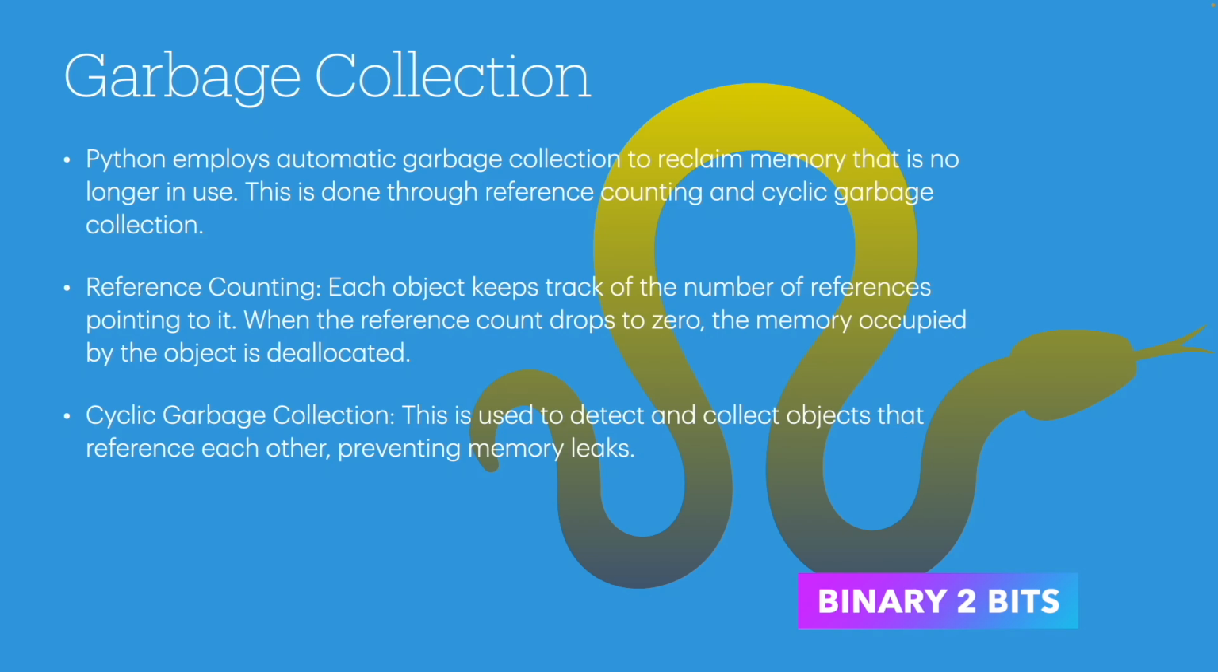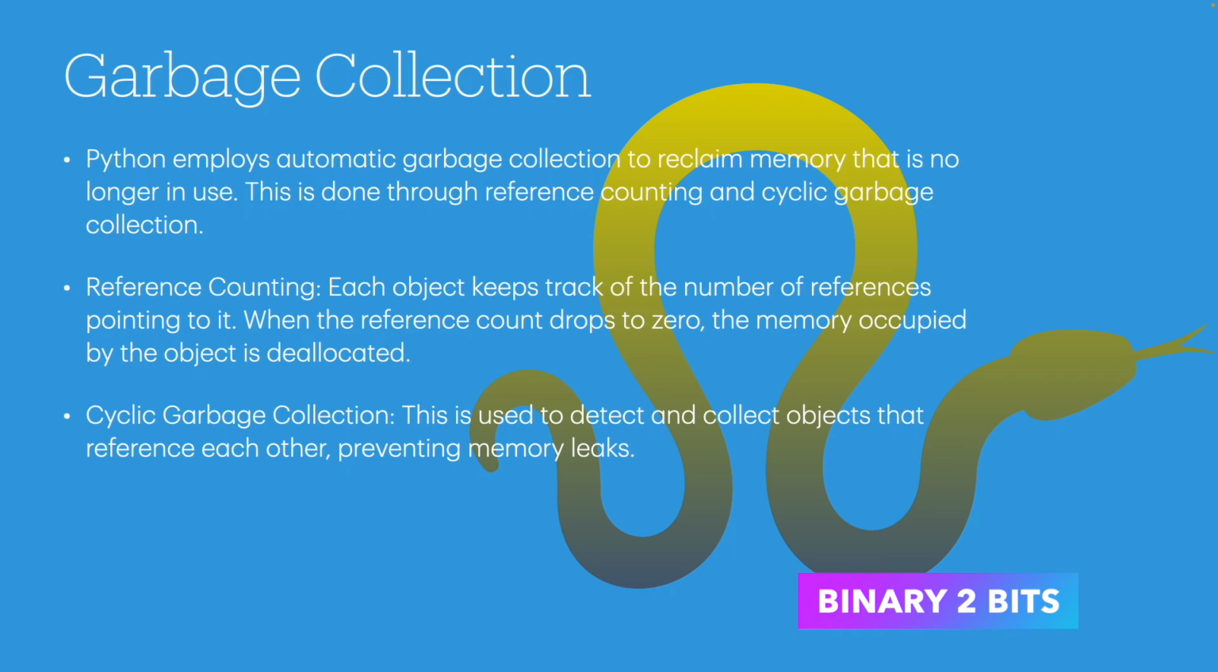That is when the garbage collector can erase it. In reference counting, each object keeps track of the number of references pointing to it. When the reference count drops to 0, the memory occupied by the object is deallocated. So the reference counting algorithm keeps track of the references pointing to that object, and when the count drops to 0, the memory is deallocated.